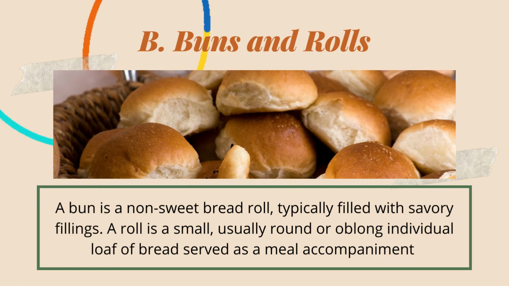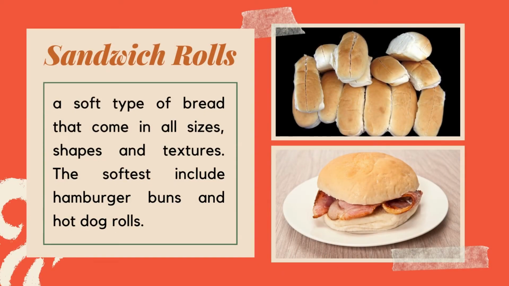So usually, ito yung mga klase ng tinapay na walang lasa at kadalasan nakikita natin na ginagamit kapag gumagawa ng hamburgers, hotdog sandwich, etc. And now let us discuss the different examples of buns and rolls. The first one is sandwich roll. These are soft type of bread that comes in all sizes, shapes, and textures.